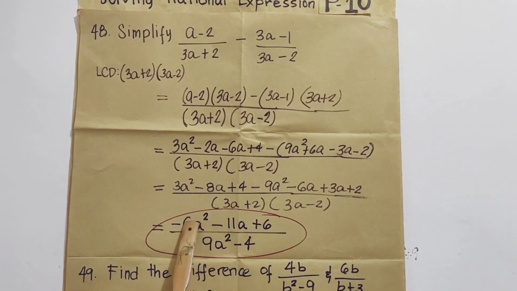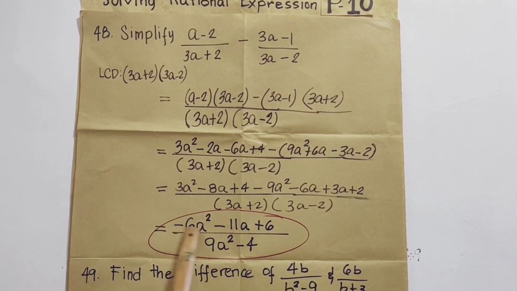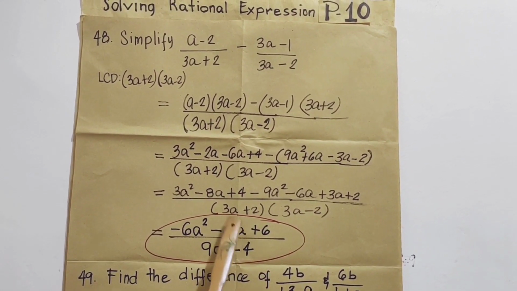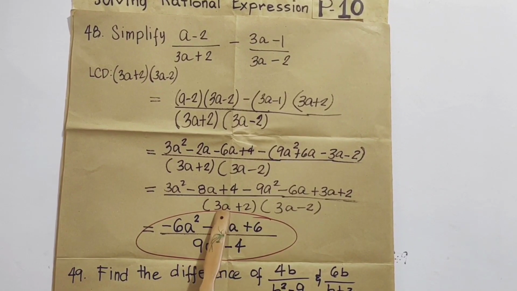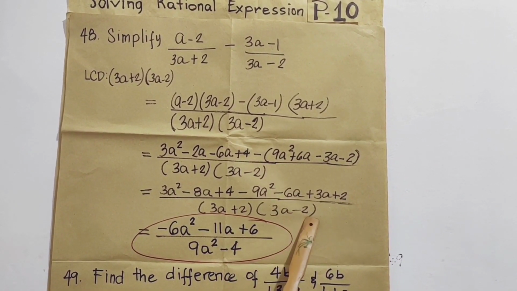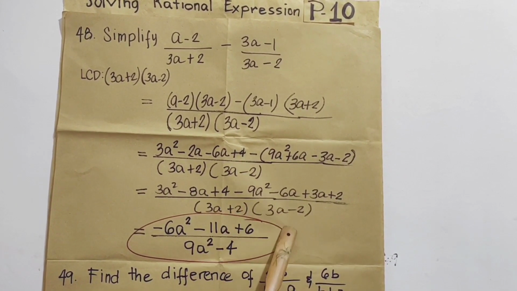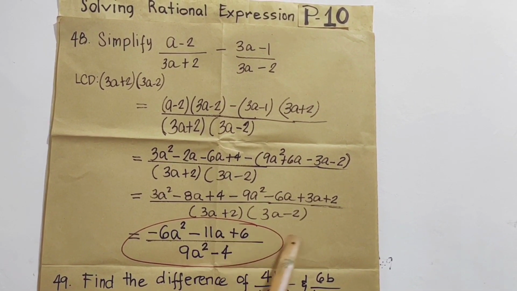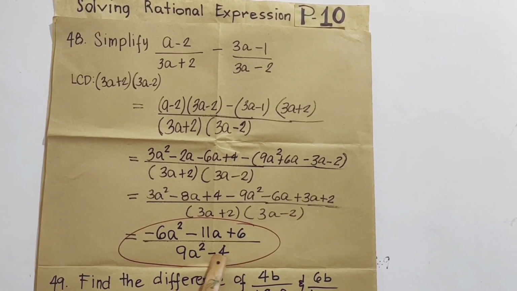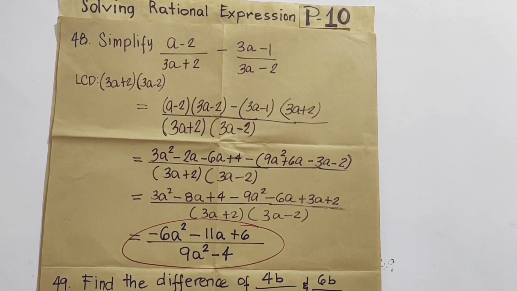Then we cannot simplify this, or we cannot factor this numerator. So this will be our final answer for our numerator. And for the 3 plus 2 and 3 minus 2, we can multiply this. 3 times 3 equals 9a squared, and positive 2 times negative 2, we have negative 4. So this will be our final answer.